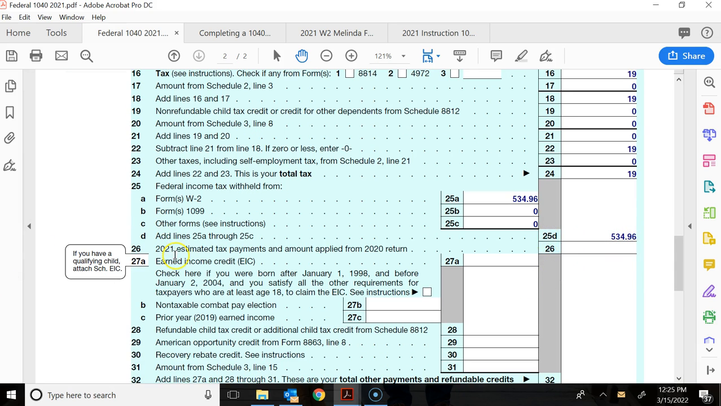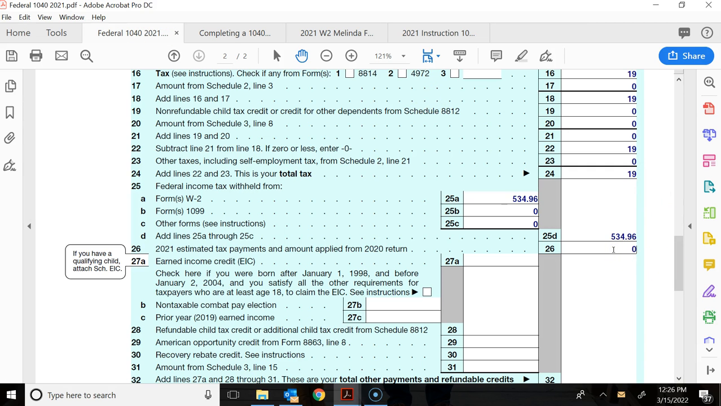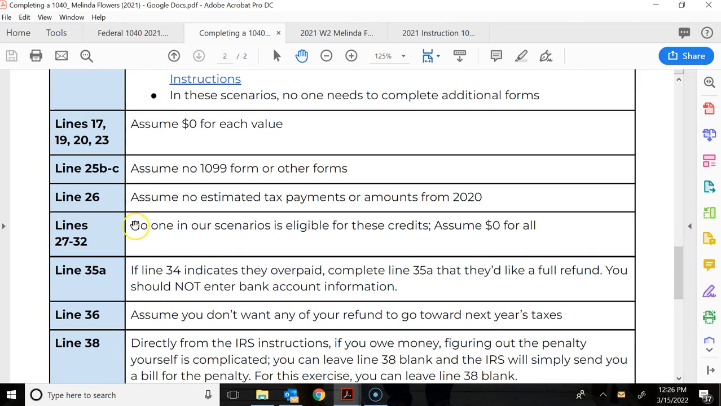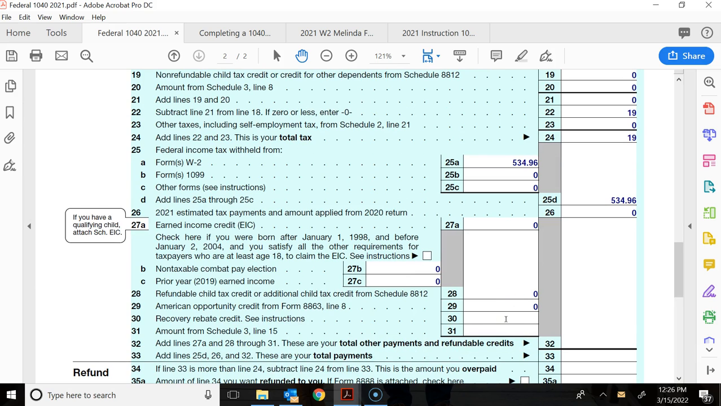All right, 26, 2021 estimated tax payments and all that. If we look at our cheat sheet, we know that for line 26, it says assume no estimated tax payments or amounts from 2020. So we'll put a 0 there. For 27A, earned income tax credit, our cheat sheet says that for lines 27 to 32, no one in our scenarios is eligible for these credits, so we'll assume 0 for all. So these are all going to be 0 here. 0, 0, 0, 0, 0.